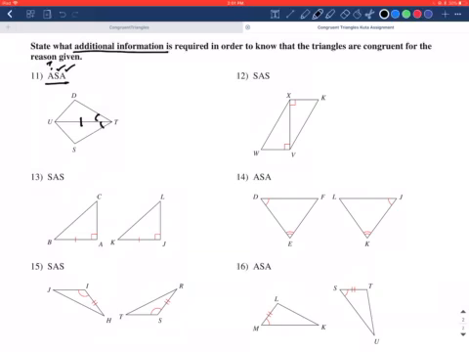We have an angle, we have a side. We need one more angle. So if we knew that these two angles were congruent, then we could say, yes, angle, side, angle. Then we would know that it works. So the piece of information that we need is that angle DUT is congruent with angle TUS. Okay, I hope that kind of helps.